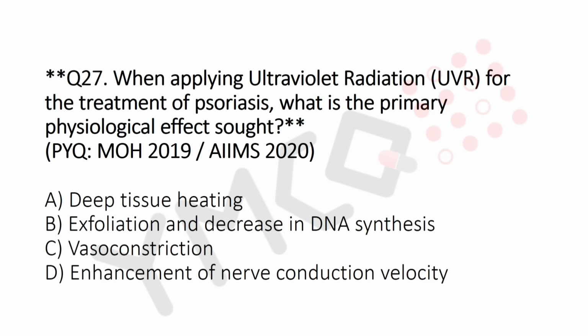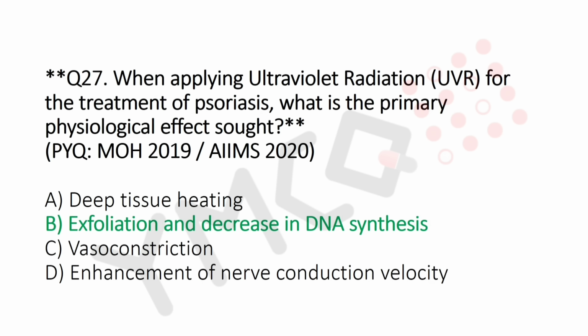Option A, deep tissue heating. Option B, exfoliation and decrease in DNA synthesis. Option C, vasoconstriction. Option D, enhancement of nerve conduction velocity. And the answer is option B, exfoliation and decrease in DNA synthesis.